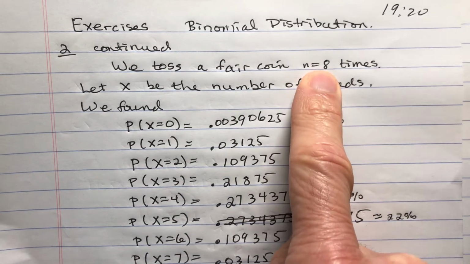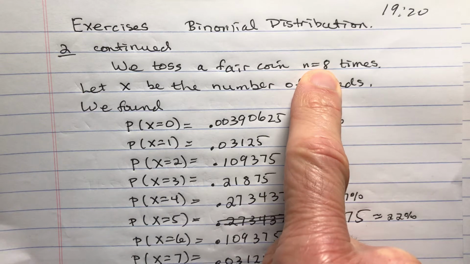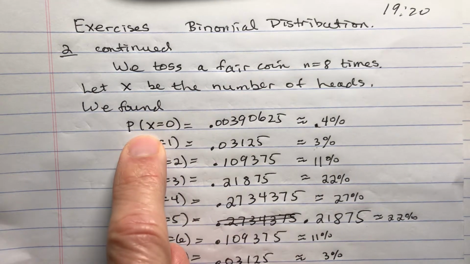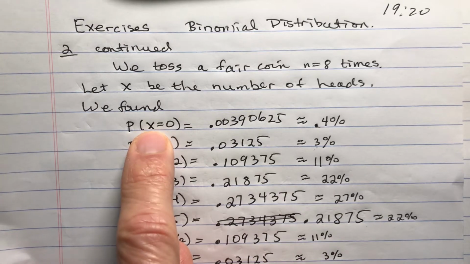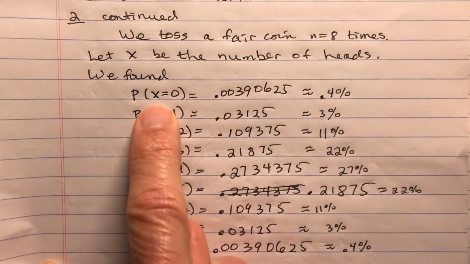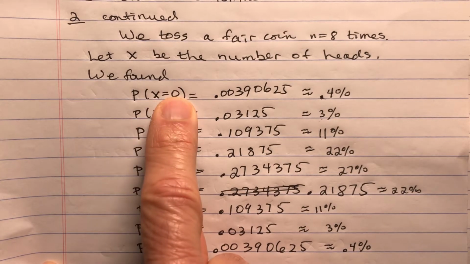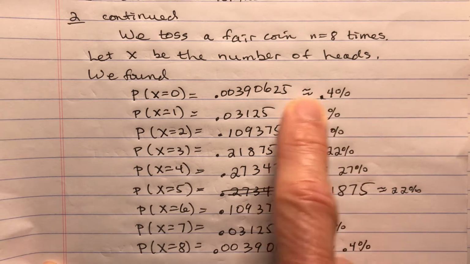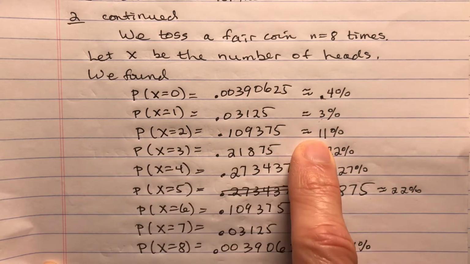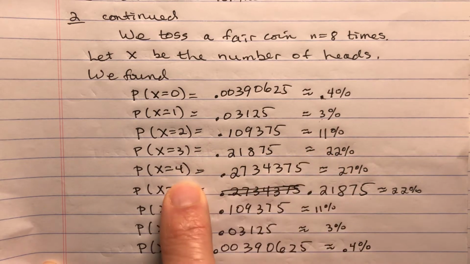So this is tossing a coin 8 times, like a quarter, and then you let X be the number of heads. We look at probabilities, and we found how to do this; you can look at other videos for how we did this. But the probability that you toss the coin 8 times and you get 0 heads is only 0.4%. You get 1 head, 3%, 2 heads, 11, 22%, etc.